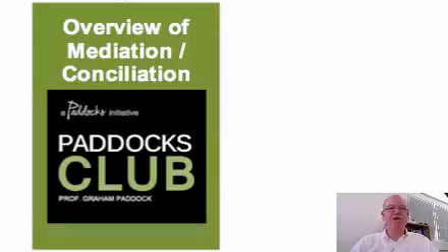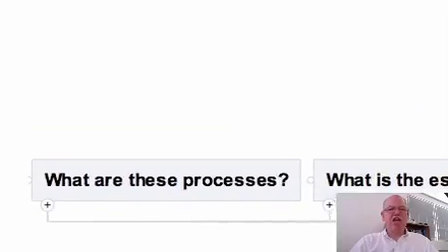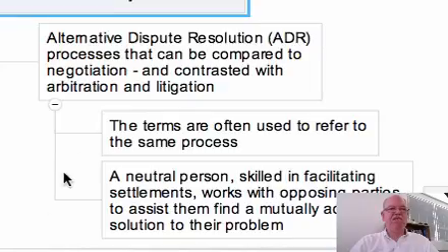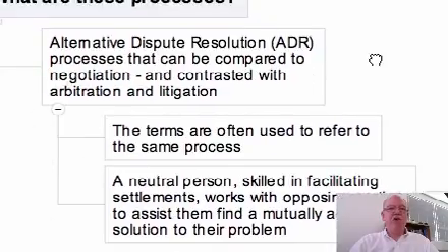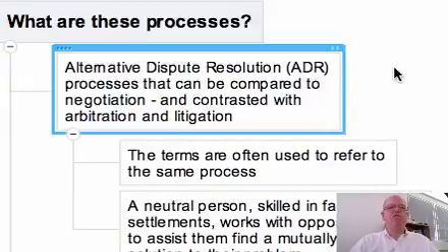Today I want to give you an overview of mediation or conciliation. These are two terms which you're going to hear a lot more about. So let's start off with looking at what are these processes. Well, they are what is known as alternative dispute resolution processes, and they can be compared to negotiation. In fact, one of the best definitions is assisted or facilitated negotiation, and they can be contrasted.